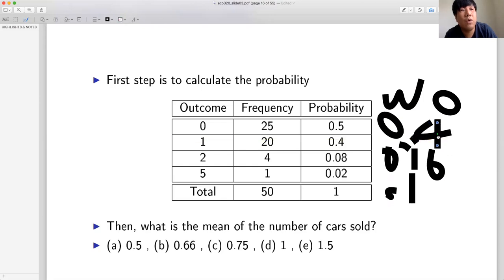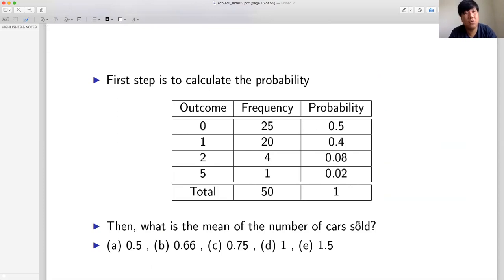Okay, so this is a weighted outcome. And the first one is actually 0. So 0 plus 0.4 plus 0.16 plus 0.1. Again, those numbers are coming from weighted outcome, so outcome times probability. So 5 times 0.02 plus 2 times 0.08 plus 1 times 0.4 plus 0 times 0.5 is 0.66. That is exactly the same as your mean.